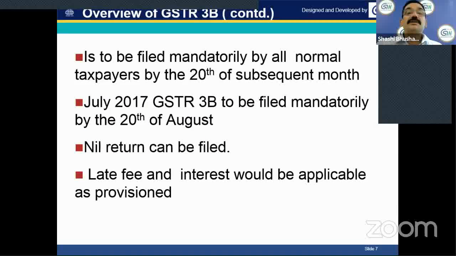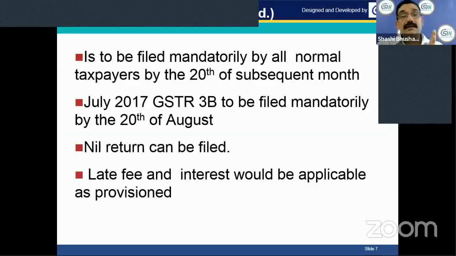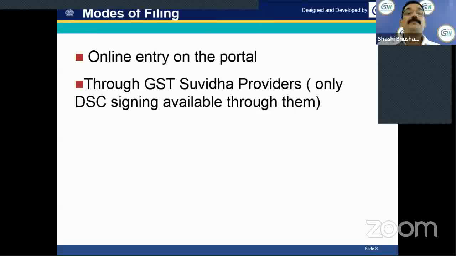Now GSTR3 has to be filed by all the normal taxpayers by the 20th of August and September for the month of July. And we have enabled that people can file nil return also. If the people file a return after the due days, they will be liable to pay late fee and interest. The online filing that we have enabled computes the late fee automatically, but interest has to be computed and furnished by the taxpayer.